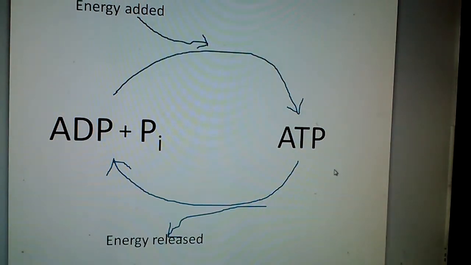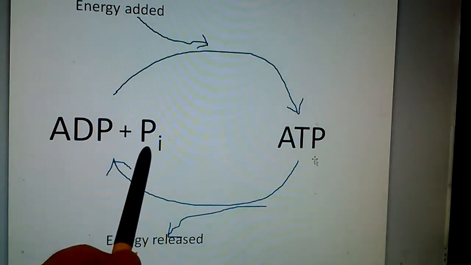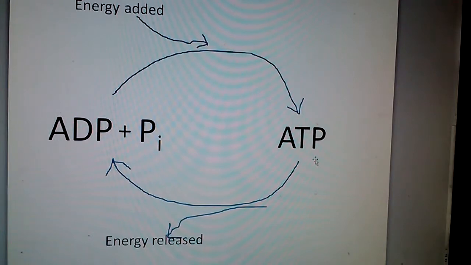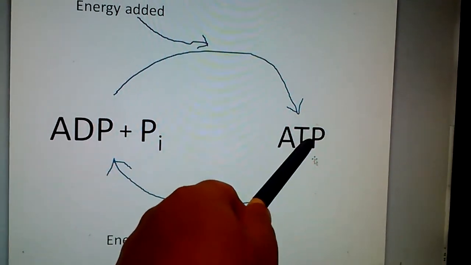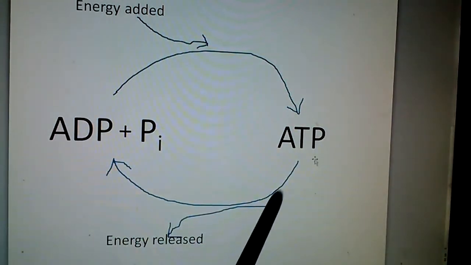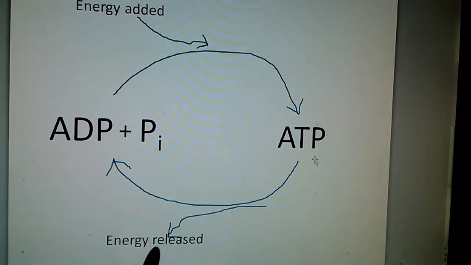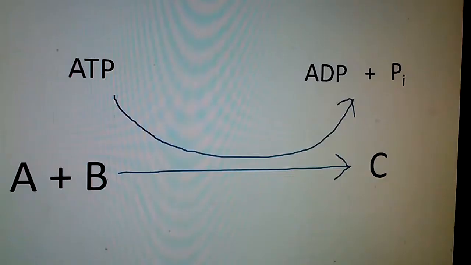As you can see, this forms a cycle. The materials continually cycle, and they're just recycled over and over. Energy is added to form ATP, and when ATP breaks down, energy is released. And the energy is released in a way that the cell can use for its processes.